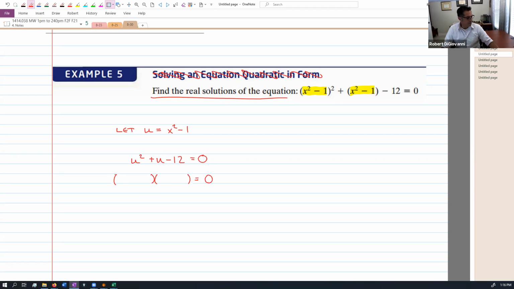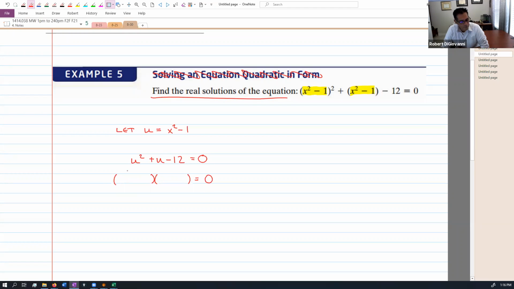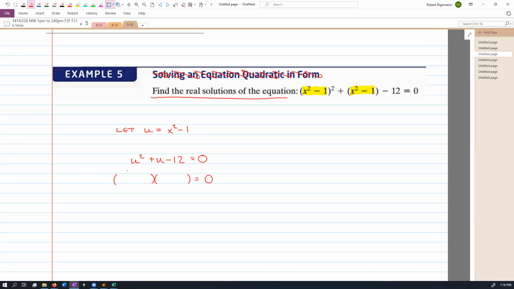Any luck? Would it be x plus 4 and x minus 3? Yes and no. What did you say again? x plus 4 and x minus 3. Okay, so what do y'all think about that? Sounds correct. It has to be a u. Yeah, u plus 4, u minus 3.